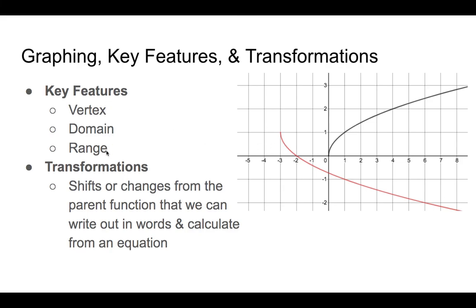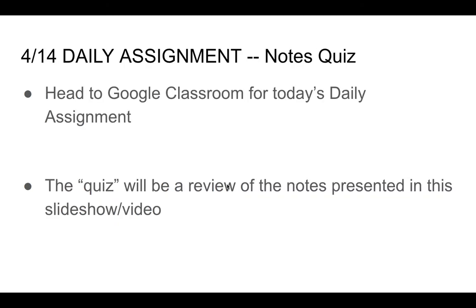So vertex, domain, and range, transformations, the shifts or changes from our parent function, that is the second section. There's only two. The last section of this unit will just be finding those key features and transformations on our graph. Okay. So that's all I have for you today.